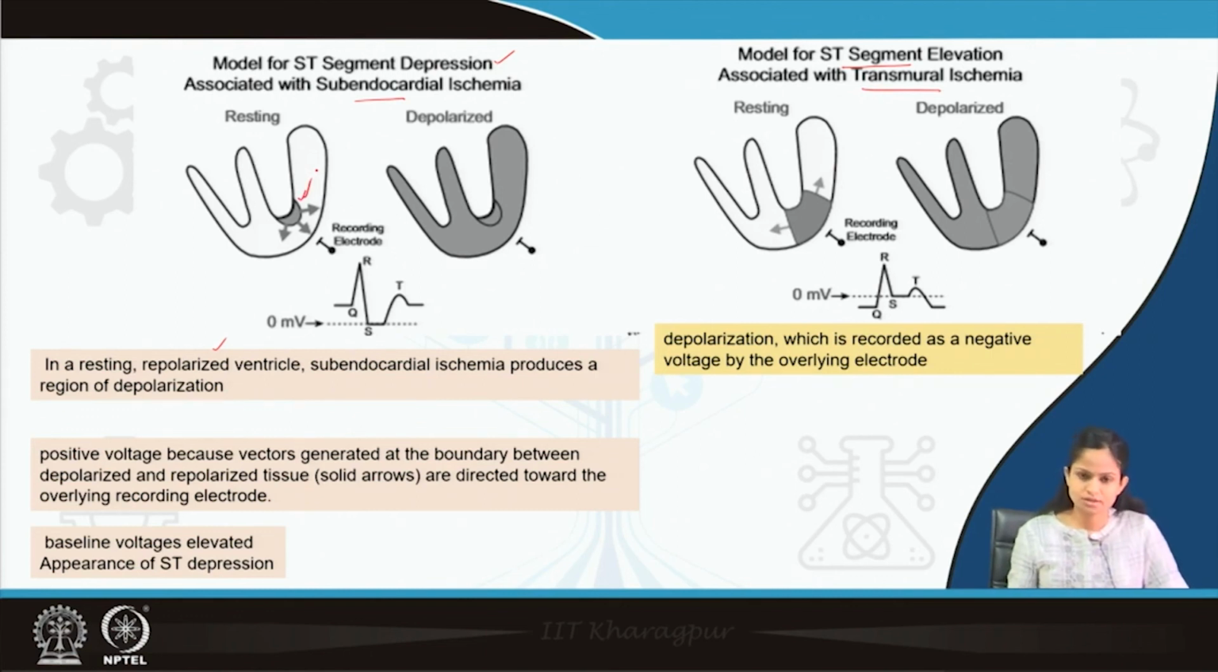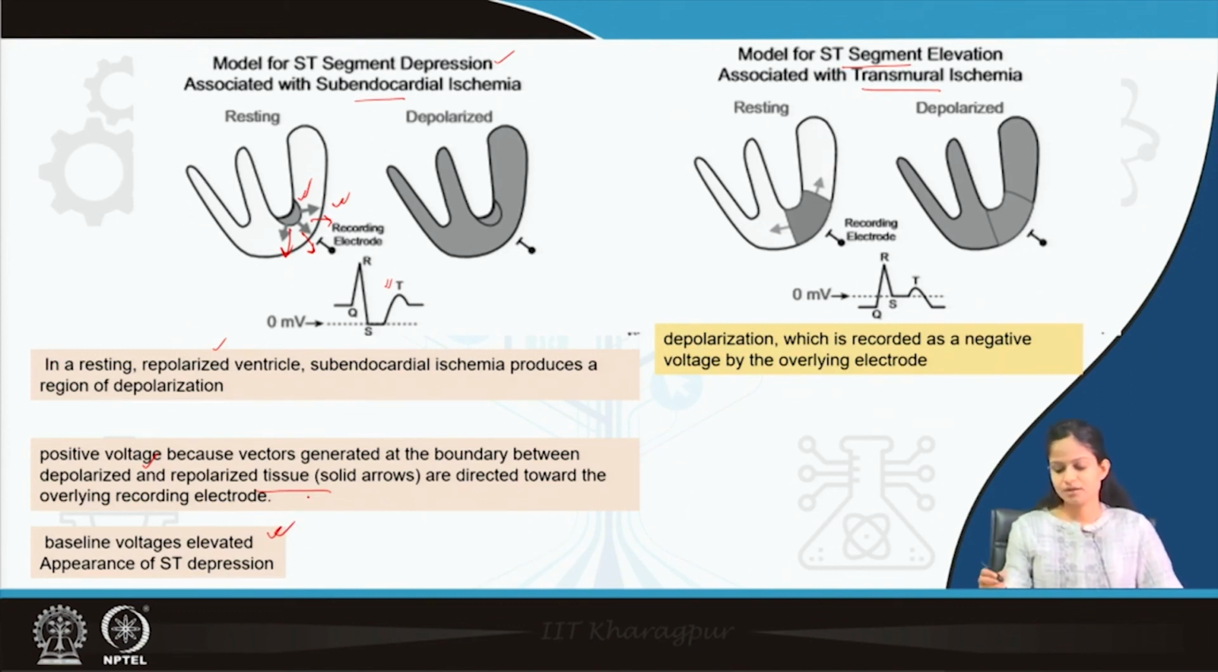So, whenever this reduced membrane potential occurs, it is causing a depolarization vector. So, there will be a depolarization wave which will occur between the depolarized and the repolarized tissues. It has been denoted by this arrow, and you can see this wave is towards the recording electrode. That is why there will be a positive voltage deflection, and this deflection will be from the baseline. Whenever there are positive voltage deflections, the waves will move upward. There will be an upward shift of the waves from the baseline, but we will tend to see as if there is an ST segment depression. So, baseline voltages are elevated and there is an appearance of ST segment depression.